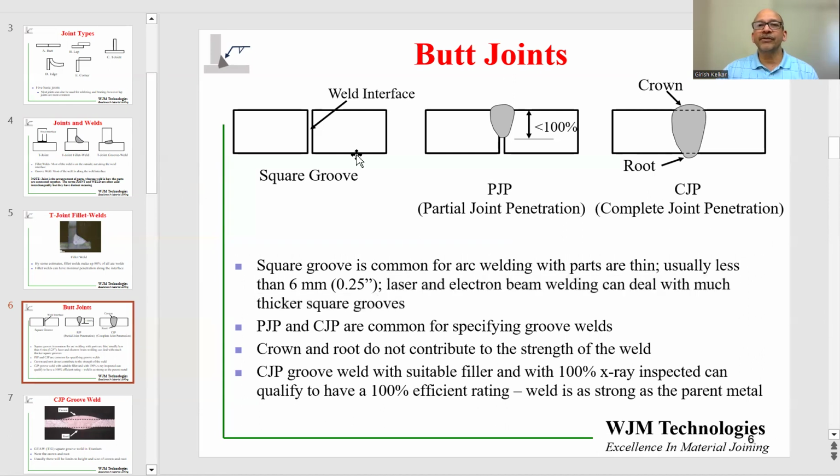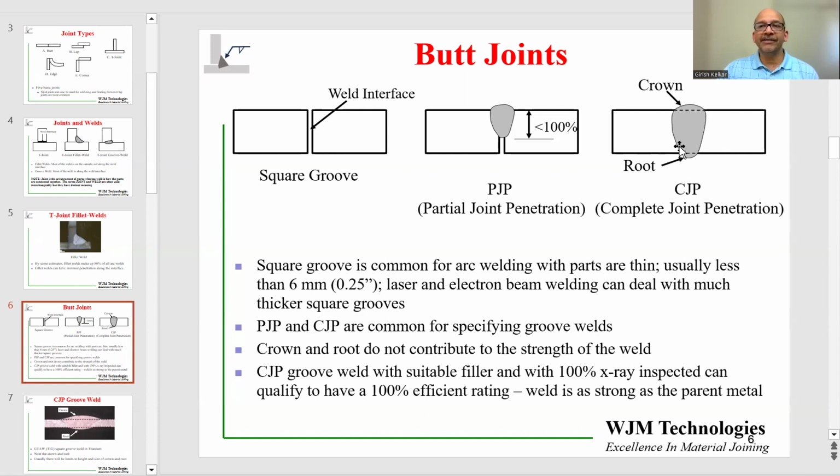When you get a square groove design or any butt joint, one of the things you have to see on the part drawing is what exactly is the designer asking for. They could be asking for a PJP, partial joint penetration. That means you do not expect the weld to go through all the way. Or it could be a CJP, complete joint penetration. That means the entire interface has to be welded.